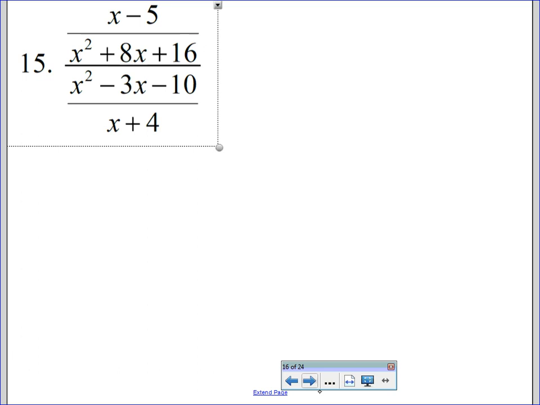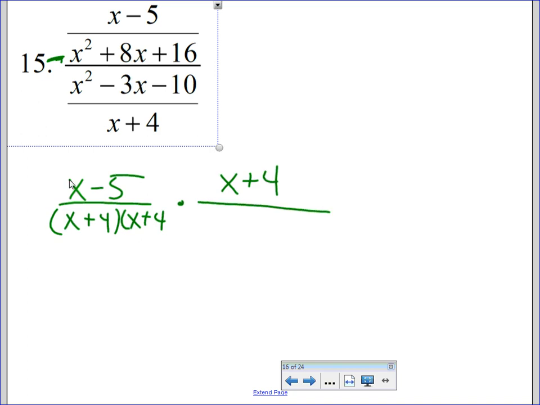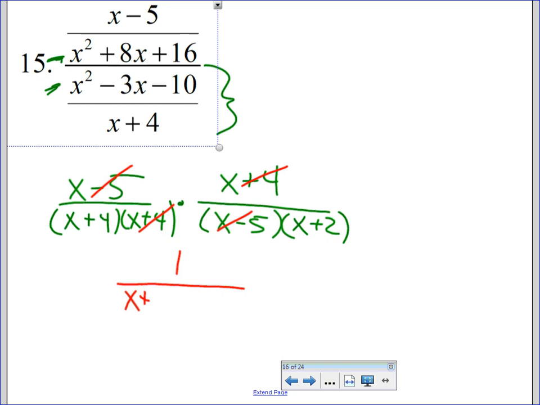And another complex fraction. So x minus 5, and I'm going to go ahead and factor this. This is going to be x plus 4 times x plus 4 times x plus 4 over, and I'm going to go ahead and factor this as well, x minus 5 times x plus 2. Remember, it's multiplying by the reciprocal. So x plus 4 cancels, x minus 5 cancels, and I'll end up with 1 over x plus 4 times x plus 2.